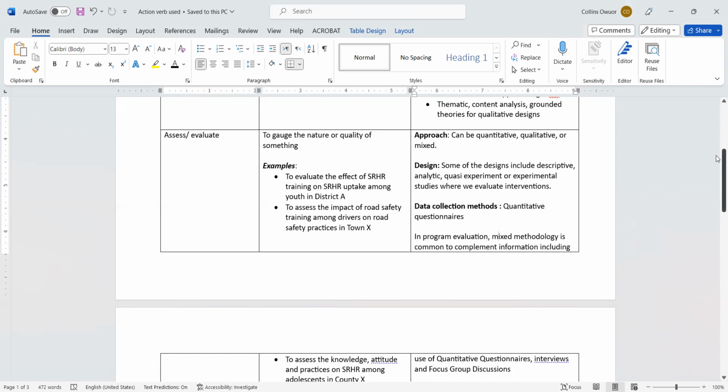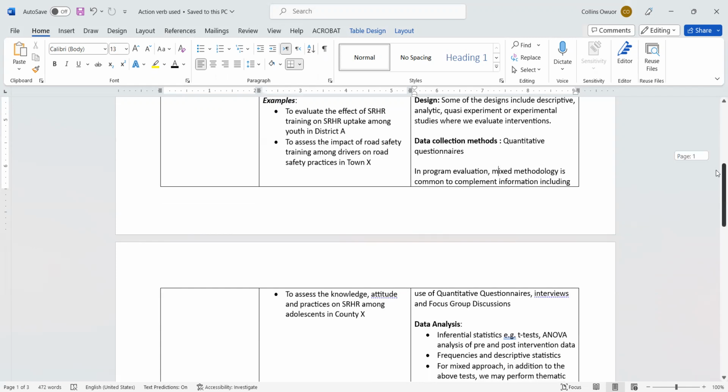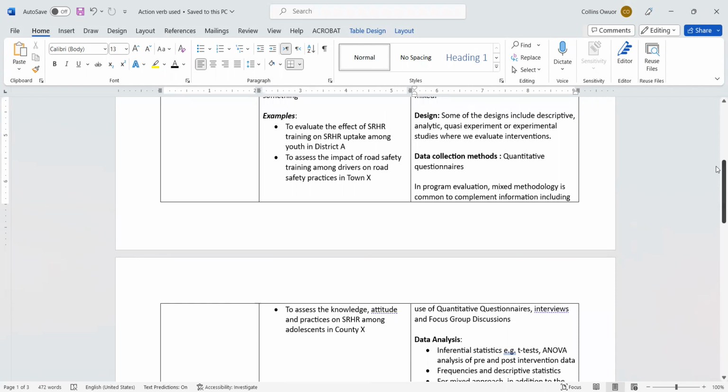On data collection methods, you may use quantitative questionnaires, but at some point in program evaluation, for instance, you have a training program and you want to evaluate the quality of that program. Most organizations use mixed methodology. Mixed methodology, as I said earlier, means combining both quantitative and qualitative approaches.